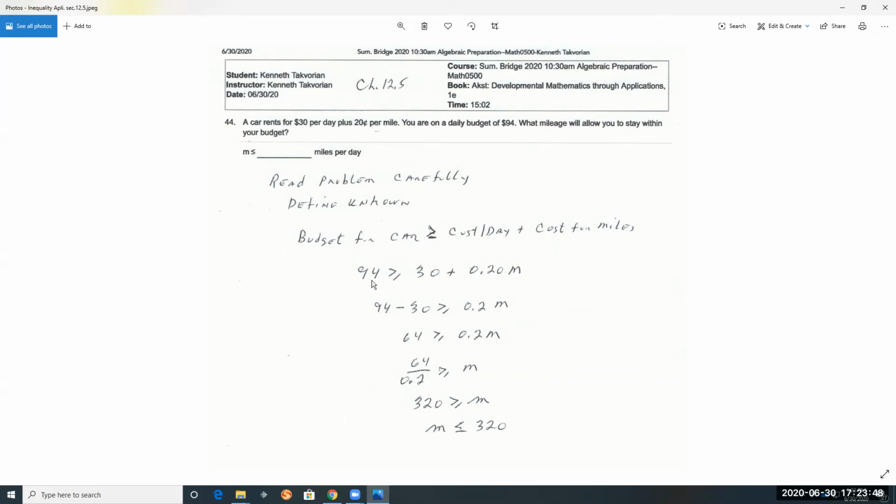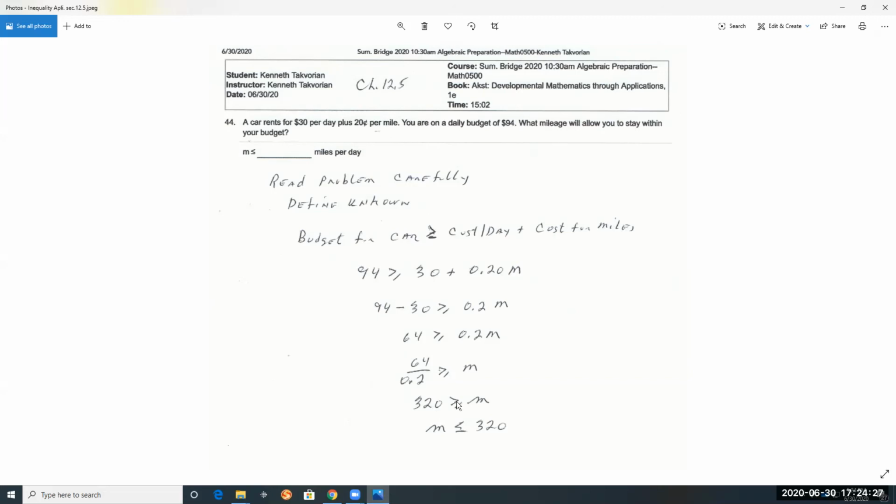So the cost for the car that we can't exceed is $94. We can equal it. And the cost per day is $30. And for every mile we drive, it's 20 cents, so 0.20 times m. To solve this, we bring the 30 to the left, so 94 minus 30 is 64. 64 is greater than or equal to 0.2 m. Divide by the coefficient of 0.2. We're dividing by a positive, so we do not need to flip the inequality symbol. That calculation on the left is equal to 320.